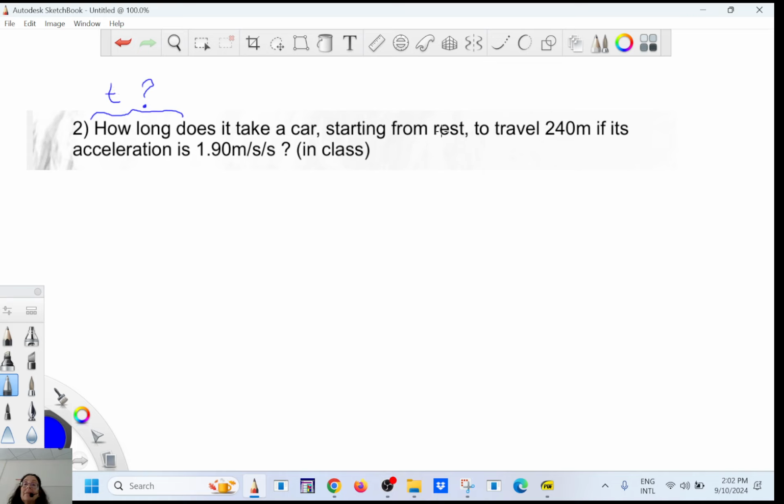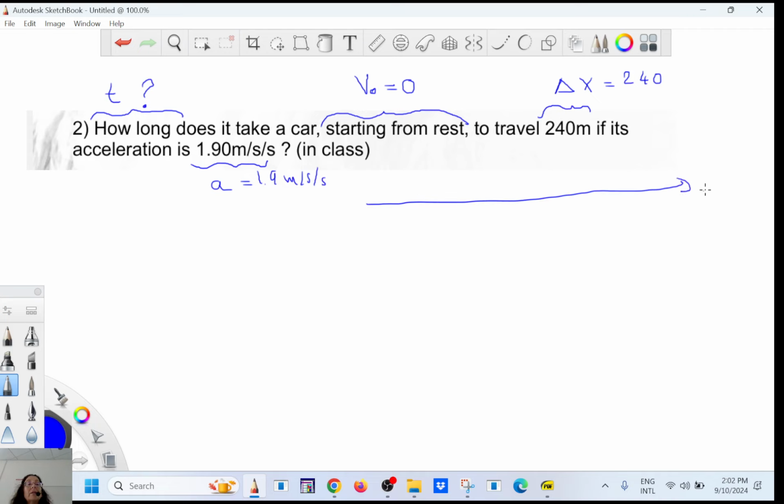Starting from rest, okay, so you translate that as initial velocity equals 0. Another physical quantity, 240 meters, that will be a displacement. Another one, that's going to be acceleration. Okay, so that's the first step, and you check on the units. And then you can make a drawing. This one is very easy.